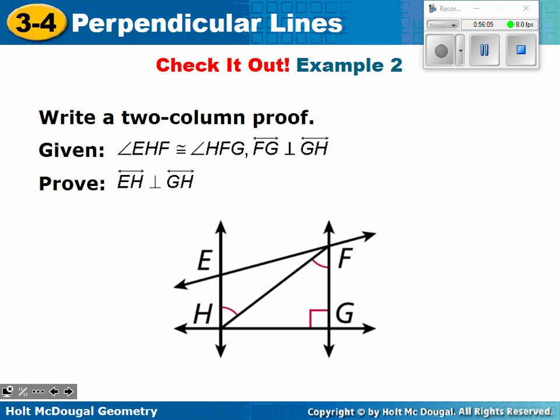So angle EHF is congruent to angle HFG. I'm just writing down the given. I'm going to go ahead and put them both at the same time. FG is perpendicular to GH. Given. The very first thing that we looked at were those congruent angles. Right? And you said they were what kind of angles? Alternate interior.